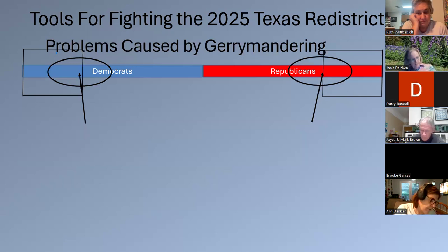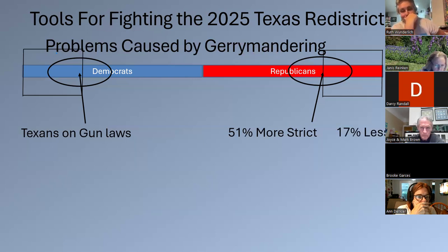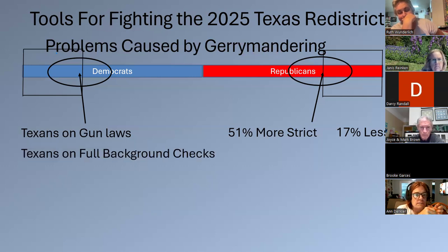In Texas, and this example is from 2020, and I just kept it in because it's a good one. Texans on gun laws. In 2020, 51% of Texans wanted stricter gun laws. 17% of Texans wanted less strict gun laws. What did the legislature do? Open carry. On full background checks, it's even worse. 81% of Texans wanted full background checks. 13% did not.